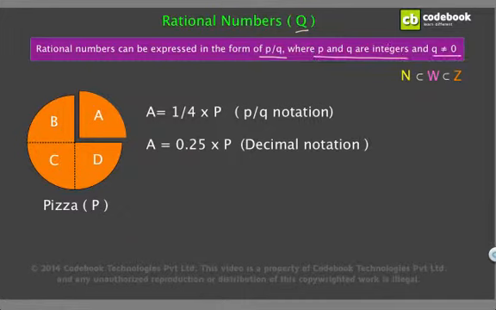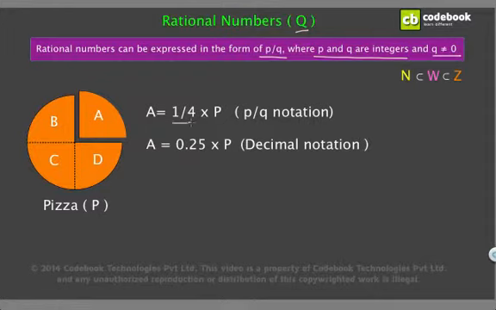So what we are saying is any number that can be expressed in the form of a simple fraction where the numerator and denominator are integers and the denominator is not 0. Let's take an example. Let's consider this pizza. If you cut the pizza into 4 equal parts, and I asked you to represent the slice A with respect to the whole pizza, you would say that A is 1 by 4 times P. So you are saying A is 1 out of the 4 equal parts of this pizza.